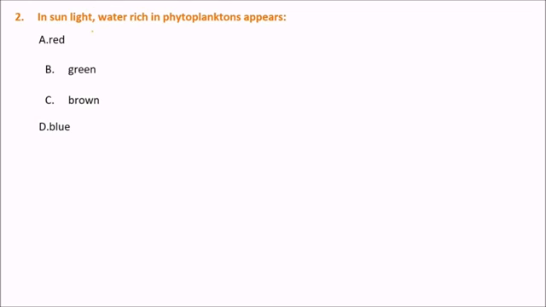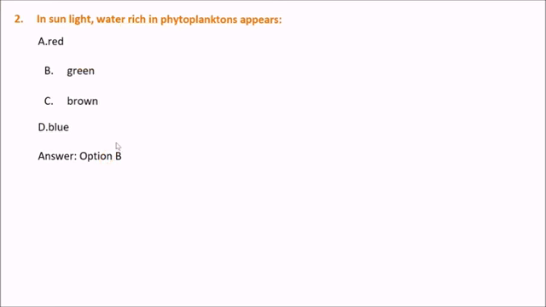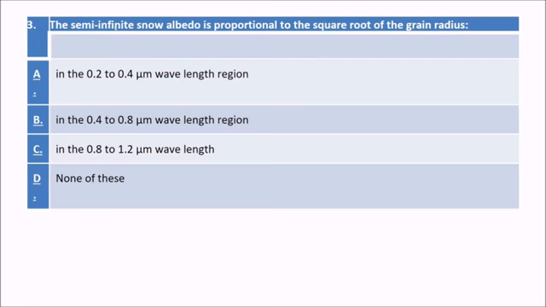The next question is, in sunlight, water rich in phytoplanktons appears. Is it red, green, brown, or blue? Okay. What could be the answer? In sunlight, water rich in phytoplanktons looks green. Green.